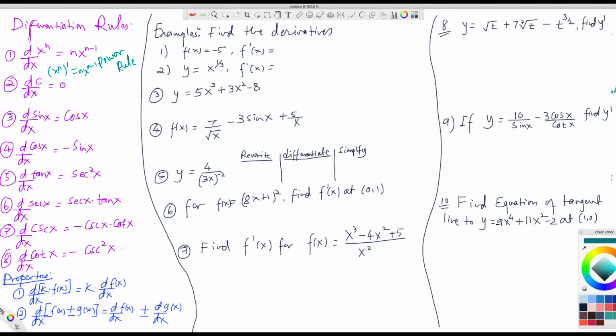Also the derivative of a constant: if there is a number without any x, then the derivative is 0.